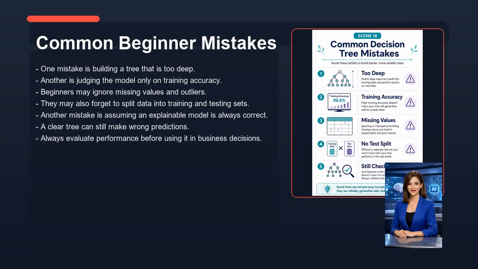Now let's look at common beginner mistakes. One mistake is building a tree that is too deep. Another is judging the model only on training accuracy. Beginners may ignore missing values and outliers. They may also forget to split data into training and testing sets. Another mistake is assuming an explainable model is always correct. A clear tree can still make wrong predictions. Always evaluate performance before using it in business decisions.